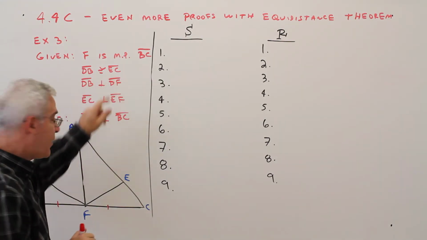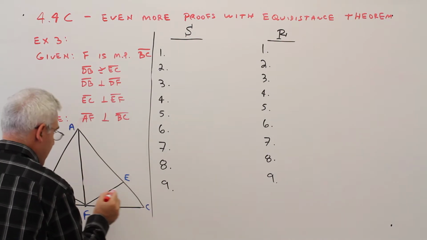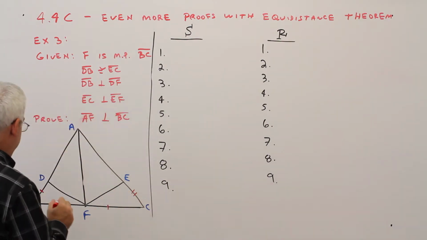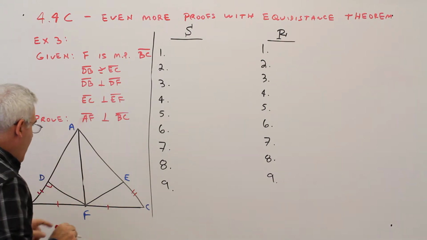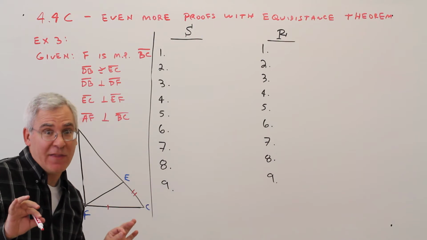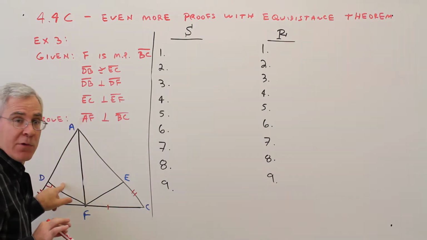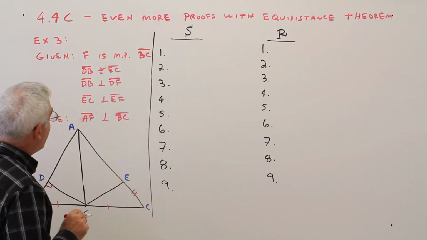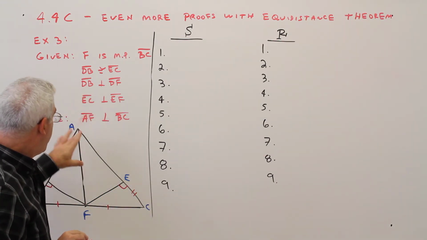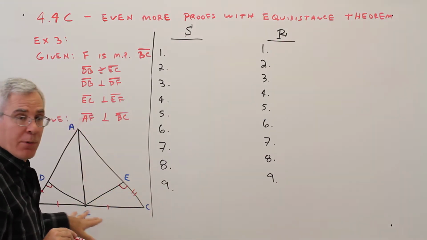DB is congruent to EC. DB is perpendicular to DF. I'm going to mark my right angle inside that triangle. I just have an inkling that that triangle is what I care about. You could do it there as well. EC is perpendicular to EF. Likewise, I'm going to mark it in there. Prove that AF is perpendicular to BC.